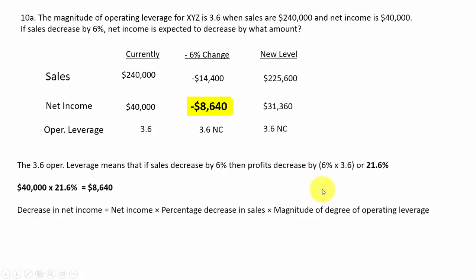the leverage. So the decrease in net income is going to equal the net income times the percentage decrease in sales times the magnitude of operating leverage, which in this case was the $40,000 in income we had times the 6% change, which was a decrease, times 3.6, which is the leverage amount. And so 8,640 is how much income is going to go down. That's the answer you're looking for.